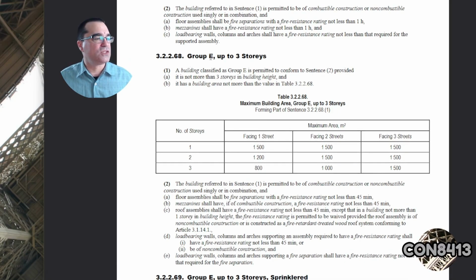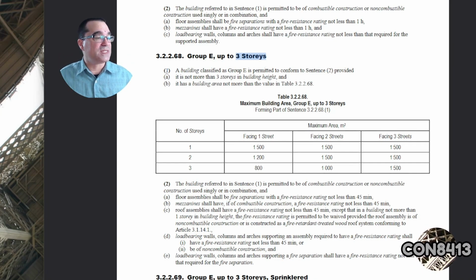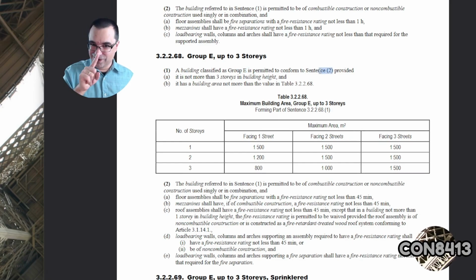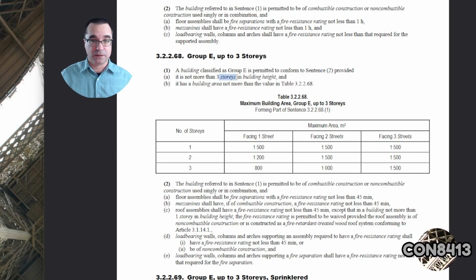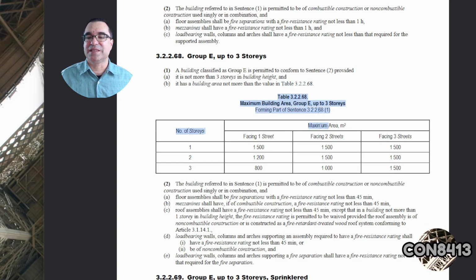Okay, 68 is Group E up to 3 stories. So that's a maybe, right? But we have to check the details inside. So we start reading sentence 1 right here. A building classified as Group E is permitted to conform to sentence 2 as long as, that's what provided means, it is not more than 3 stories in building height. Good. Our building is 2 stories, so good. And B, it has a building area not more than the value in table 3.2.2.68. That's this table right here.